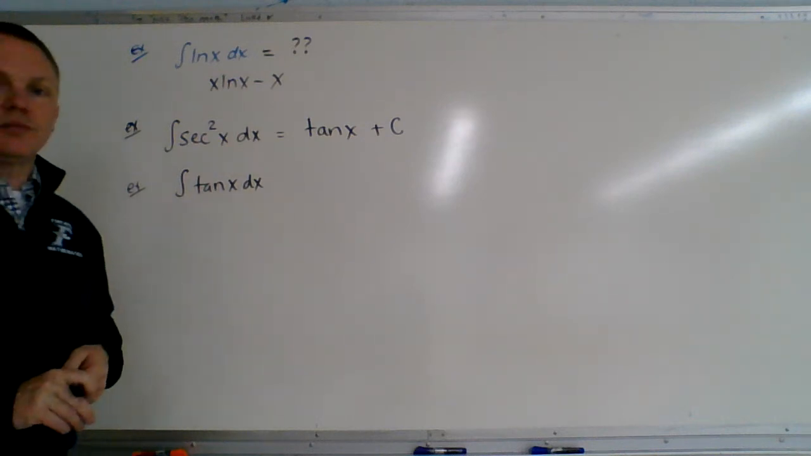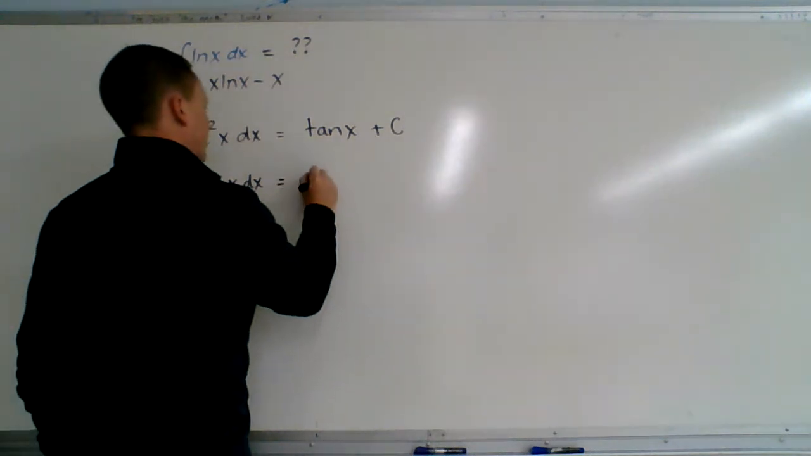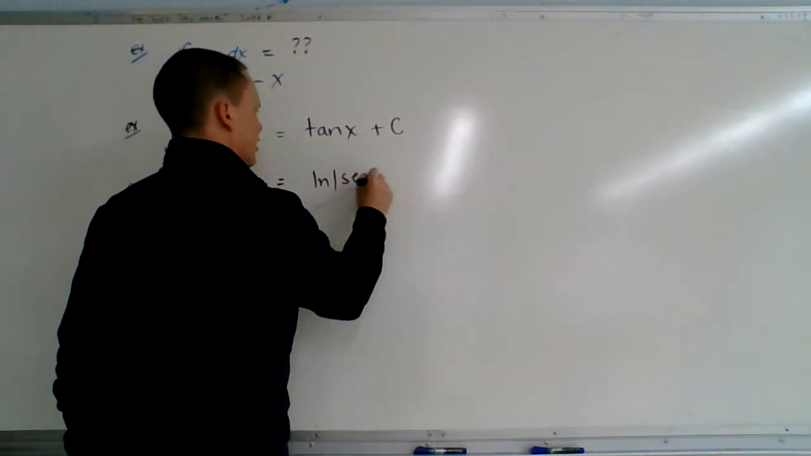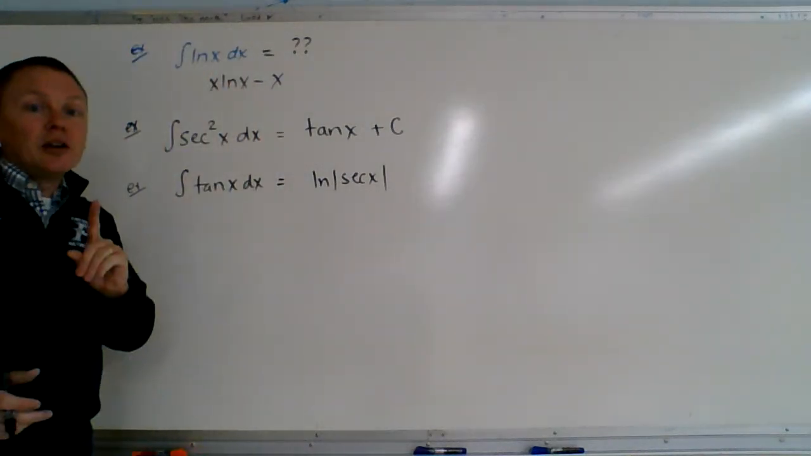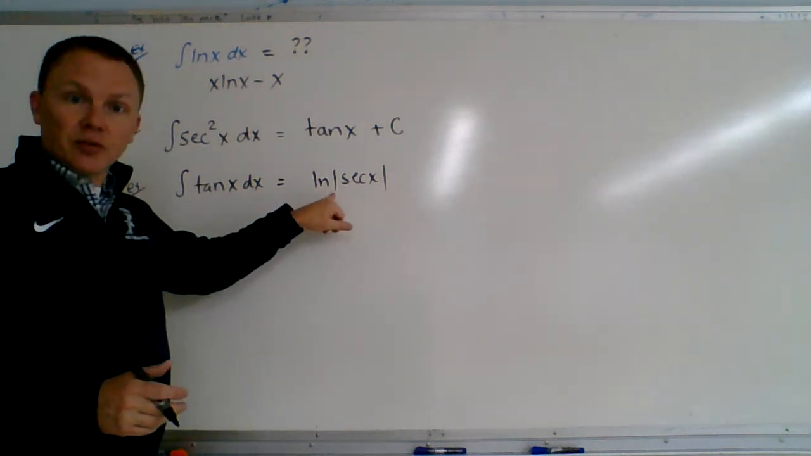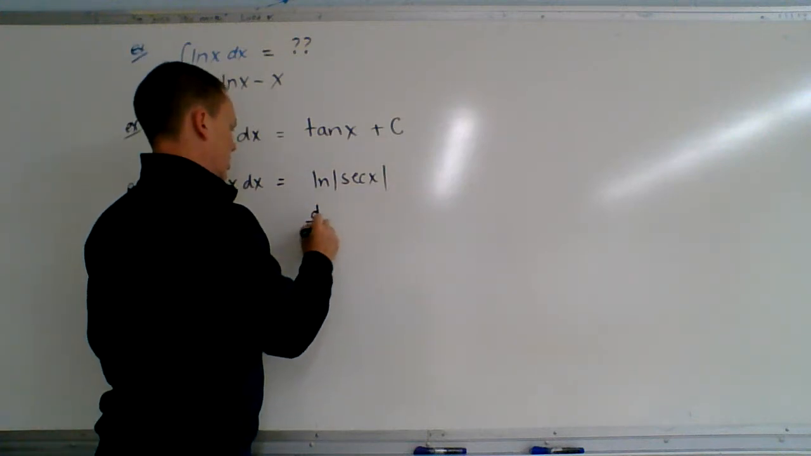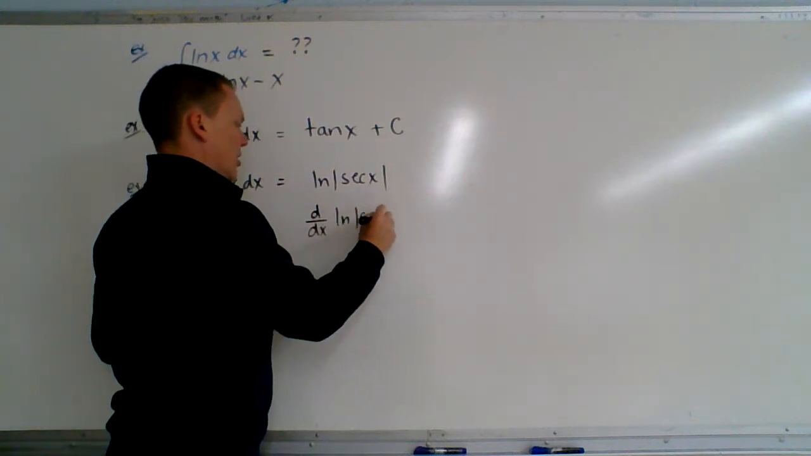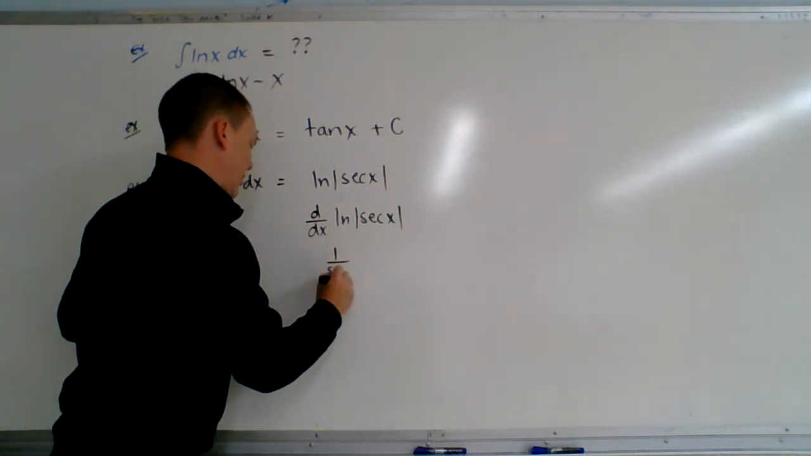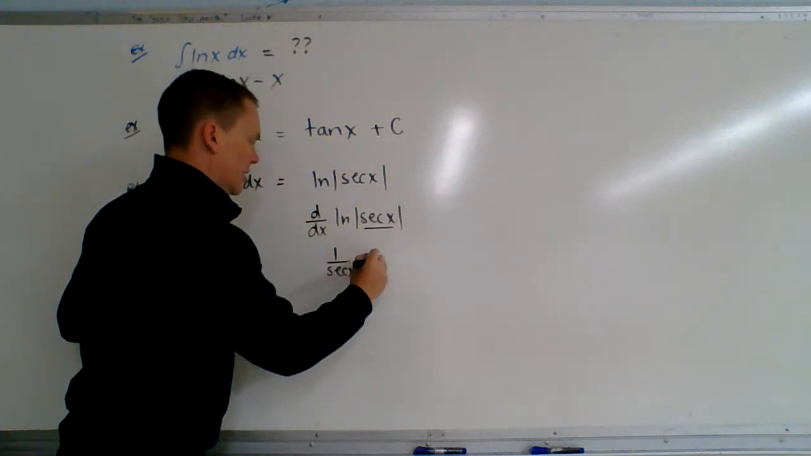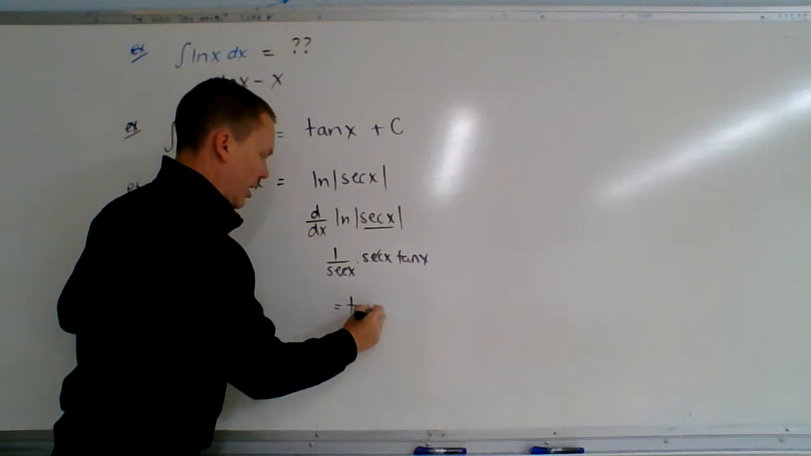I'd just keel over right now if somebody said, "Oh, the answer to that is the natural log of secant of x." Okay? I highly doubt you remember that. But you could verify that. Is the derivative of natural log of secant equal to tangent? Let's just check real quick. If I took the derivative of the natural log of secant of x, what am I going to get? Well, I'm going to get 1 over secant of x times the derivative of the inside, secant of x tangent of x. Those guys cancel.